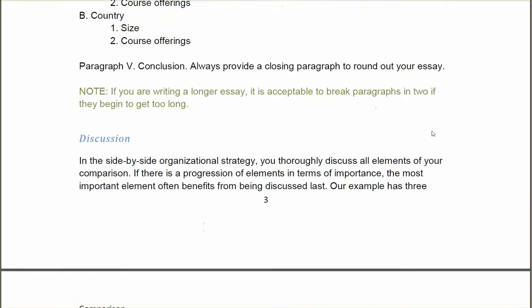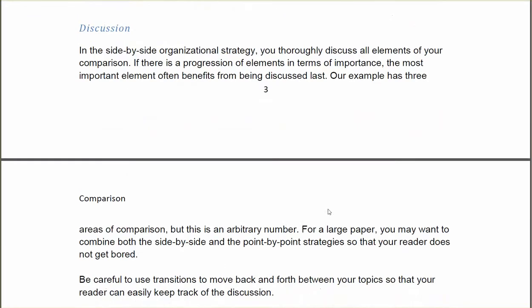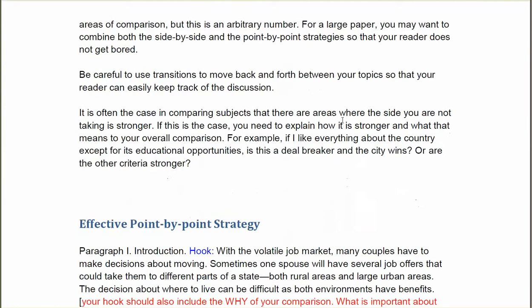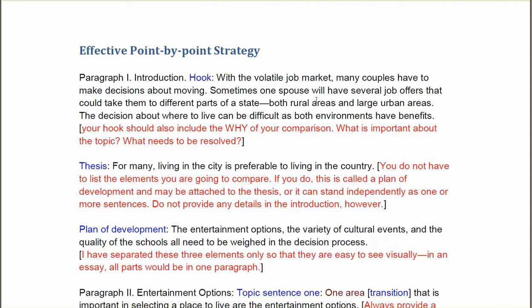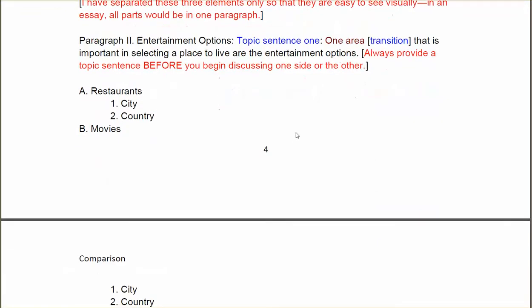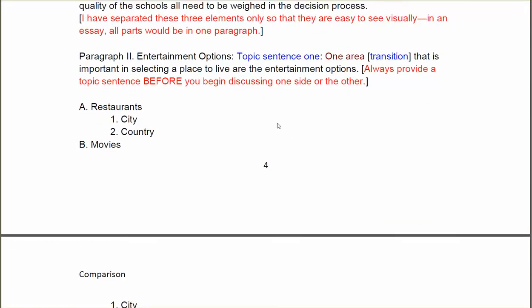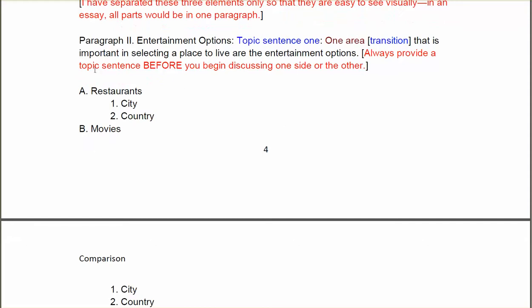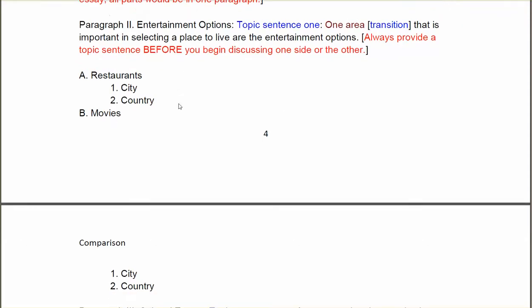And then I've got a discussion that you can read through and see, get some more details. When I come down to the point-by-point strategy, my introduction will be the same, my thesis, plan of development if I want to do one, all of that's the same. What's going to be different is the arrangement. All right. And what you can see here is the same topic sentence. Everything's the same except for the arrangement of the information within the paragraph.